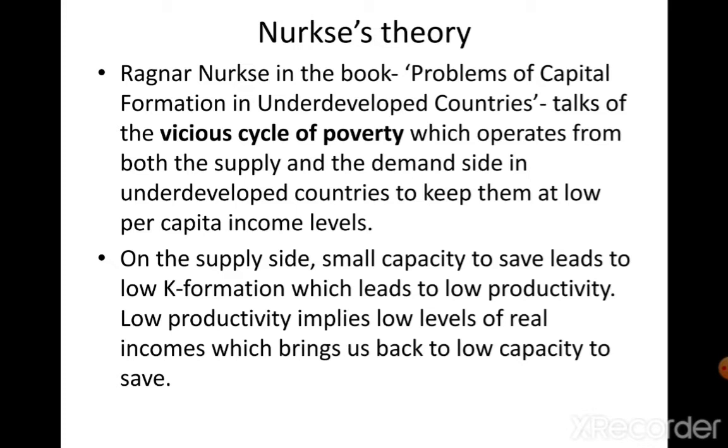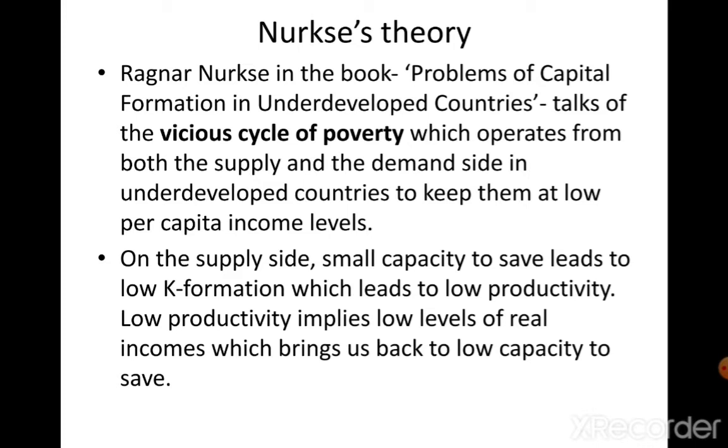Now, Nurkse is the person who first used the term vicious cycle of poverty. I'm sure you remember this from your UG classes, but I'm just going to revise it once more. This vicious cycle of poverty operates both from the supply side as well as the demand side, and it operates in such a way that an underdeveloped country, which is called poor and underdeveloped because of low per capita income, will continue to remain at this low per capita income level.